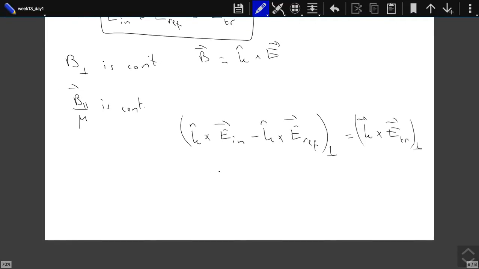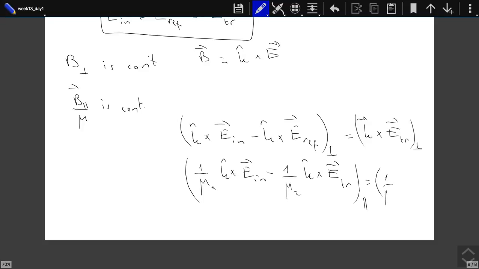And the parallel is continuous, tells me that 1 over mu 1, k hat cross E incident, minus 1 over mu 1, k hat cross E reflected, take the parallel component, should be equal to 1 over mu 2, k hat cross E transmitted, take the parallel component. These are the two additional conditions I have.